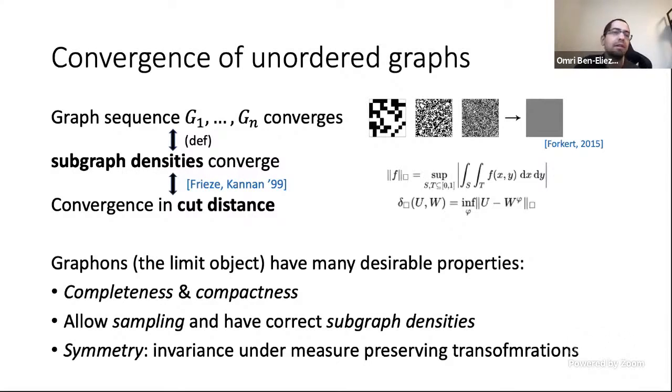And the space of graphons has many desirable properties. It is complete. It is also even compact. Graphons allow sampling, and the subgraph densities are the limiting densities of the corresponding graph sequence. And like unordered graphs, the representation is symmetric. So it is invariant under measure-preserving transformations, which is the same as saying for graphs that the representation is invariant under applying a permutation over the vertices.